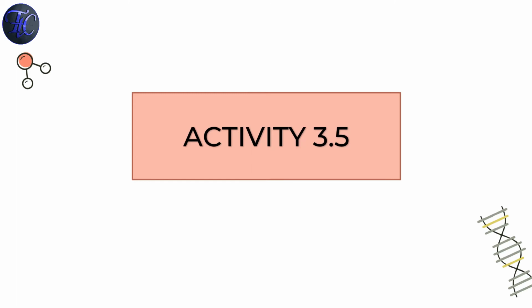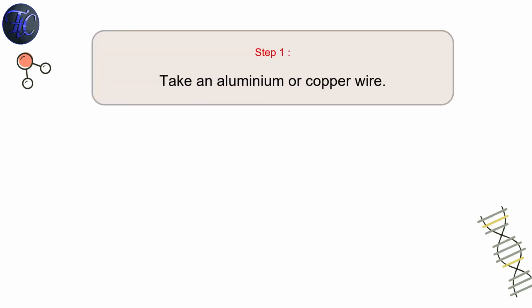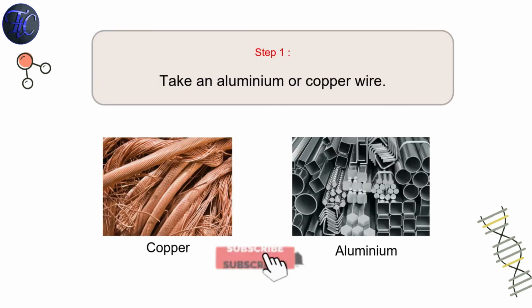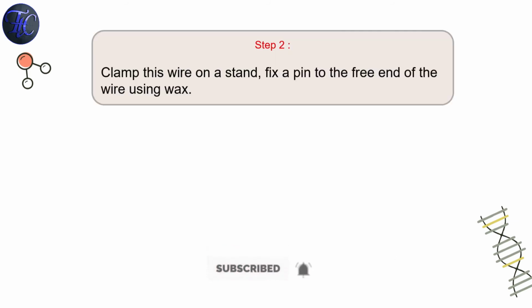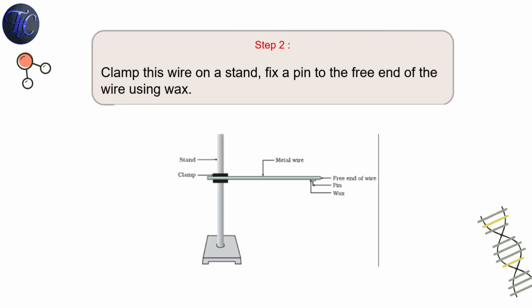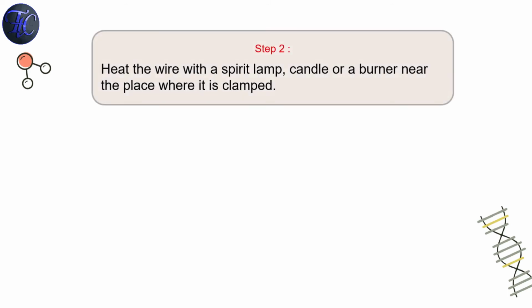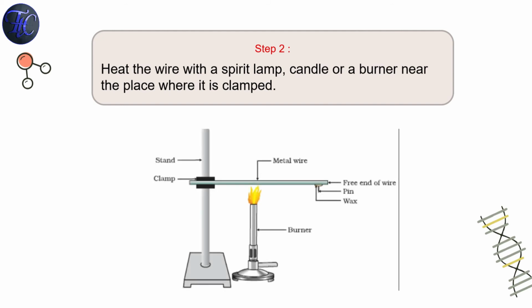Now activity 3.5 in your textbook. Take an aluminium or copper wire. Clamp this wire on a stand. Fix a pin to the free end of the wire using wax. Below is the diagram of how you will clamp the wire on a stand. Now the third step is to heat the wire with a spirit lamp, candle or a burner near the place where it is clamped, something like this with a burner.